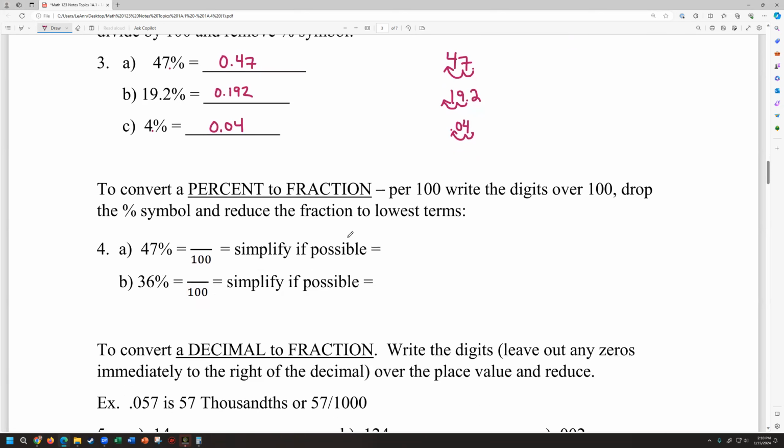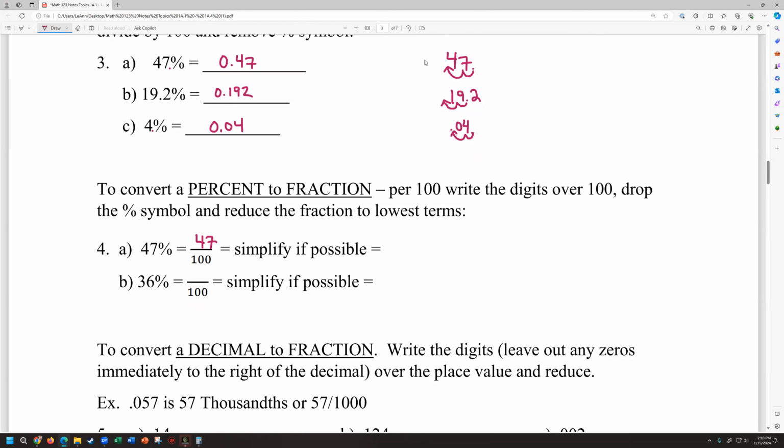All right, let's look at a couple more variations of how to change between formats. So if I'm at a percent and I want it in fraction form, well, we just said a percent is per 100. So all you have to do is write your percentage over 100 and then simplify this.